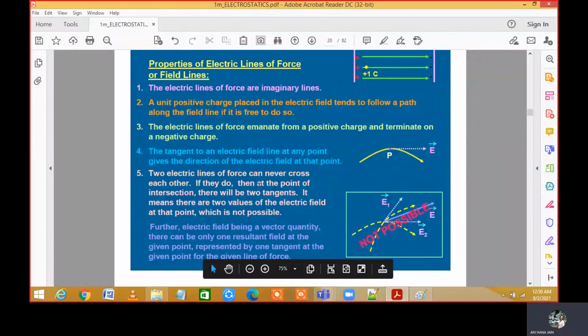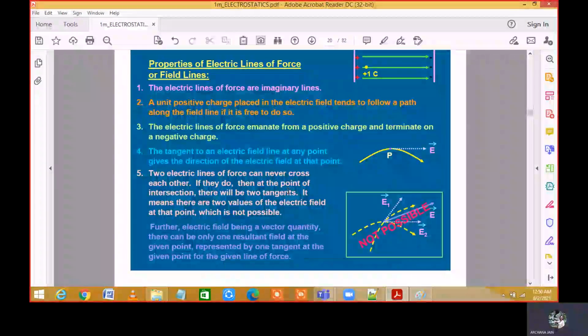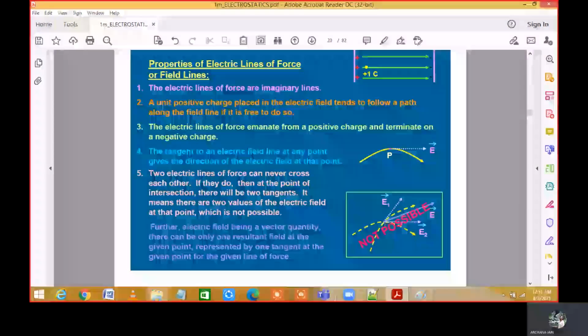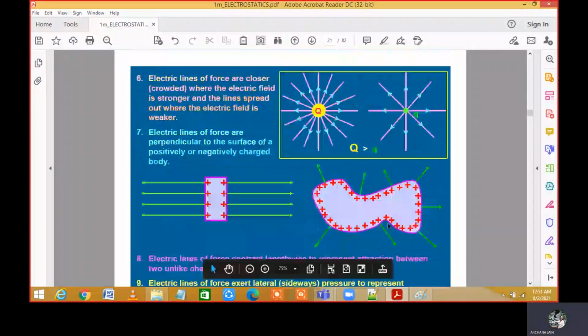Now the fifth point is a very important point. Two electric lines of force can never cross each other. If they do, then at the point of intersection, there will be two tangents. It means there are two values of the electric field at that point, which is not possible. See the figure, the yellow lines are two electric fields. Then we have to draw two tangents. This means at the point of intersection, there are two directions of electric field, which is not possible. Electric field being a vector quantity, there can be only one resultant field at the given point, represented by one tangent at the given point for the given line of force.